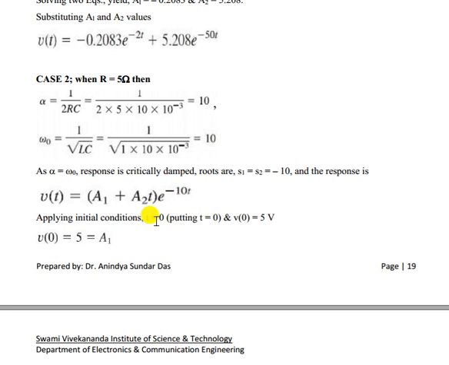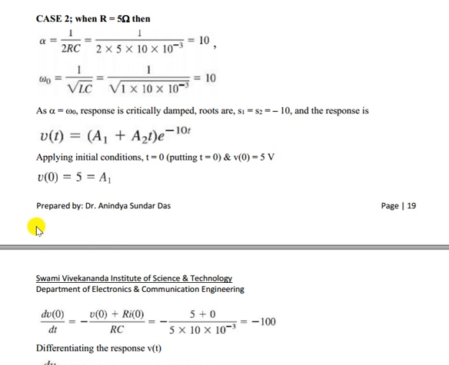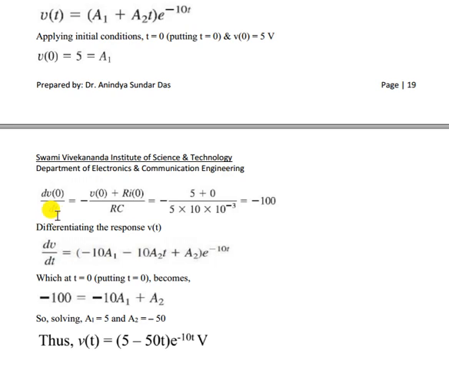Now we have to apply t equal to 0. So V0 will be equal to what? Now this will be 1, this will be 0, so A1 equal to V0, which is 5. That way we can directly find the A1 value. Now for the A2 value, what do we have to find out? We have to find dV0/dt. Again we find this dV0/dt from the parallel circuit, and find out what the value is.